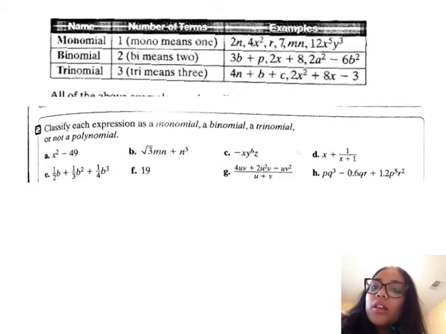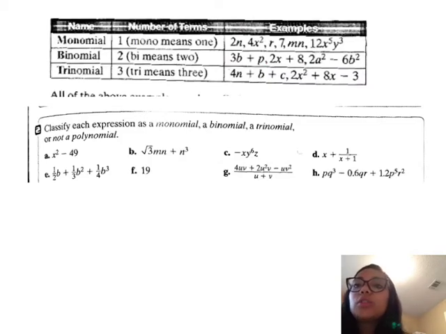Okay. So I want you to copy A through H in your notebook. And then I want you to pause the video and see if you know which ones are monomials, binomials, and trinomials, or not a polynomial at all.